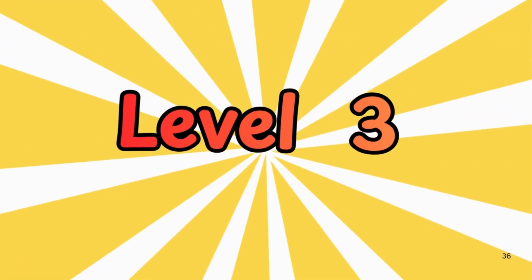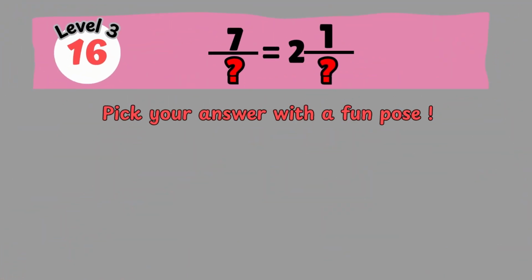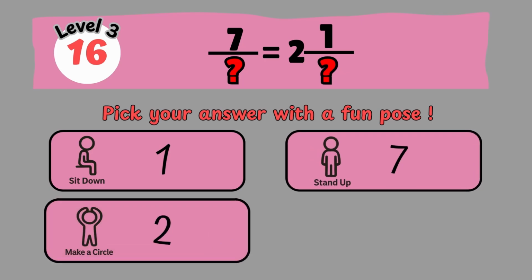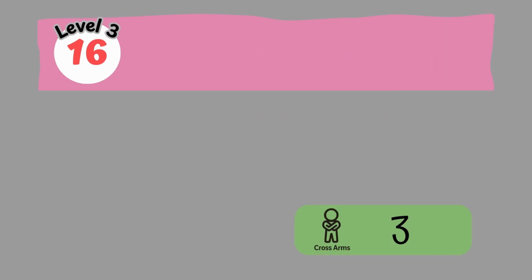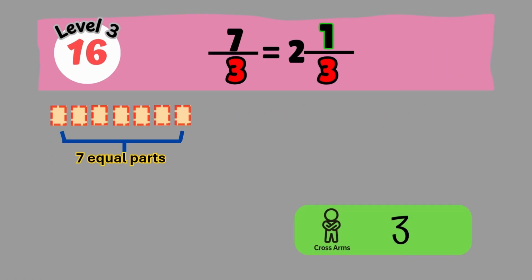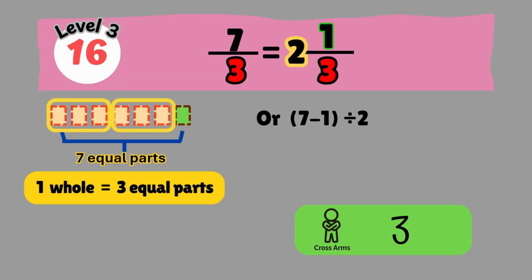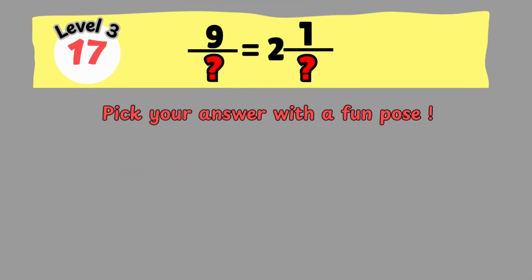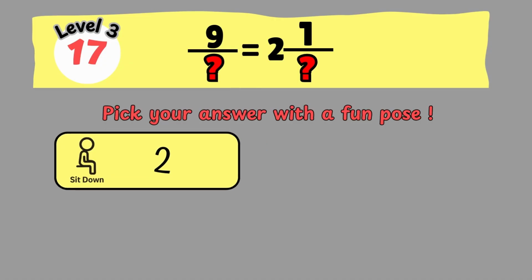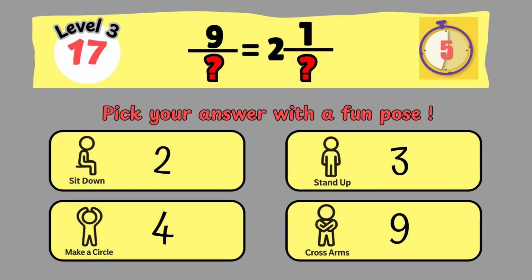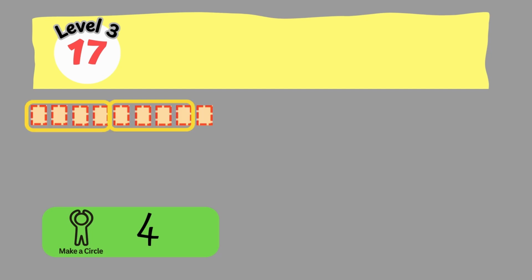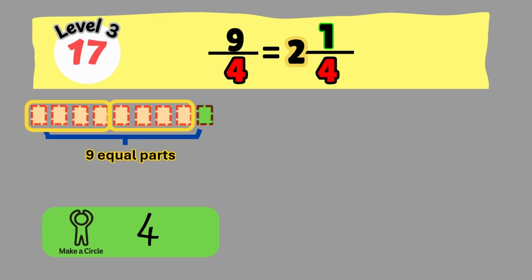Level 3. Question 16. Can you solve it? Three. 7/3 equal 2 and 1/3. Question 17. Can you solve it? Four. 9 quarters equal 2 and 1/4.